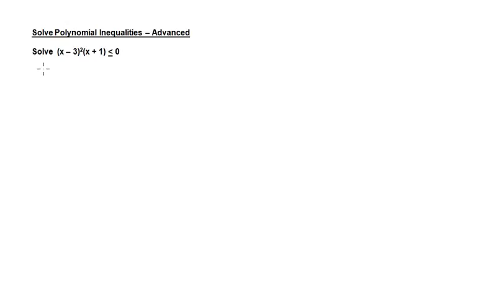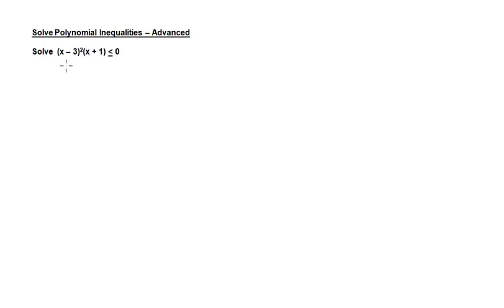Let's take a look at the solution of this polynomial inequality. We have (x - 3)² times (x + 1) less than or equal to 0. You may have solved inequalities before that didn't have a square like this, and so the introduction of the power adds a little twist to this problem, and let's work our way through this.